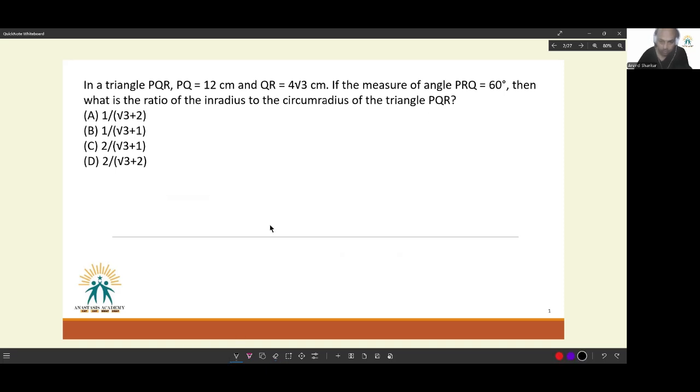Now, if you pay attention, you will be able to see PQ is 12, QR is 4 root 3. So the ratio of the length of the sides here is root 3:1. And opposite to PQ, you have the 60 degree angle. So very quickly you can come to the conclusion that this is a right angled triangle. This is 60 degrees. This is 30 degrees.